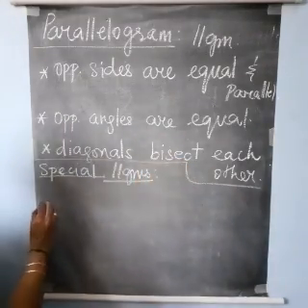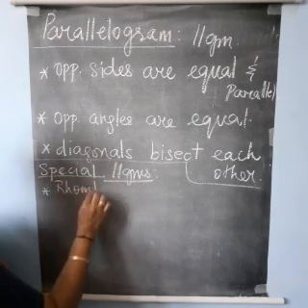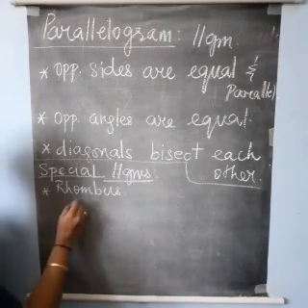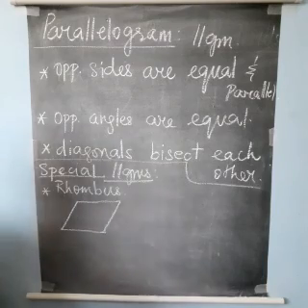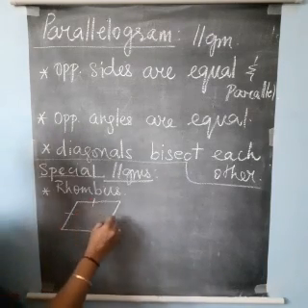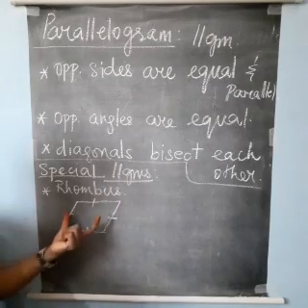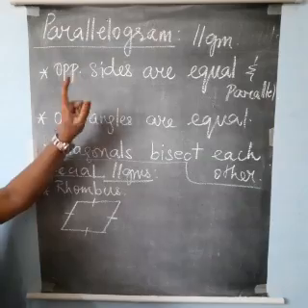The first one will be a rhombus. Now a rhombus is also a four-sided figure where all sides are equal and parallel. The opposite sides are parallel. So opposite sides are parallel but all sides are equal. So it's a special type of parallelogram.